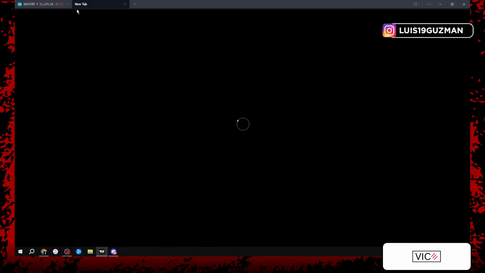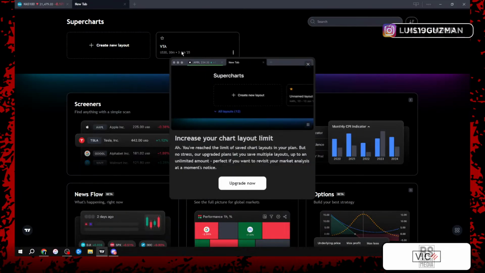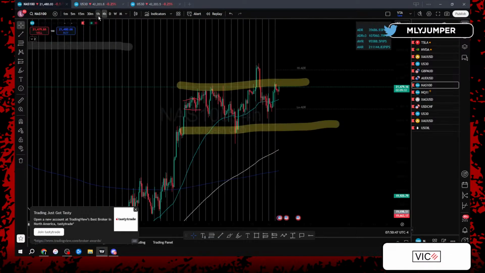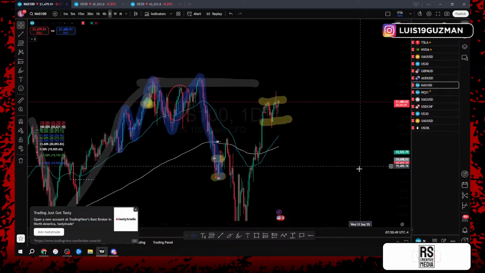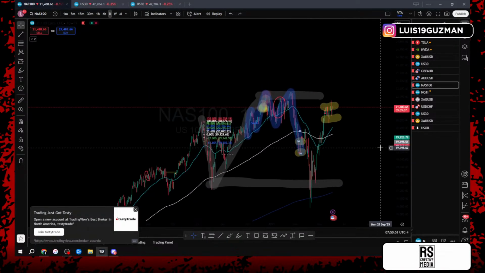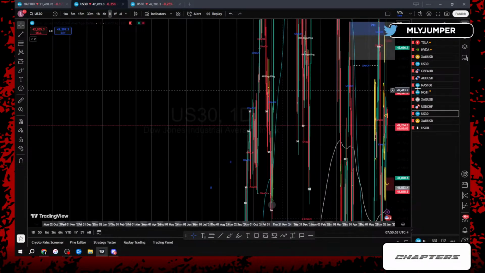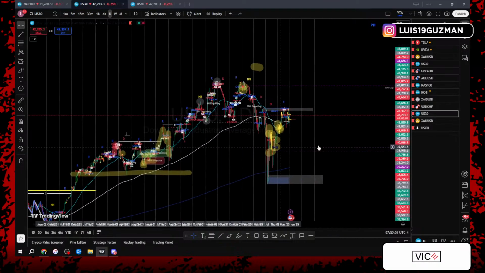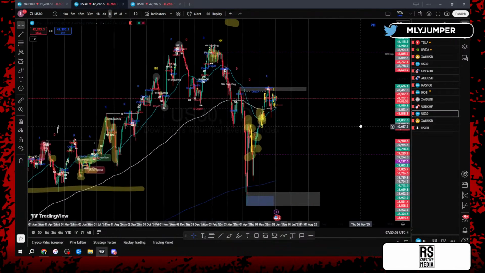Let's pull up all three actually, so you can see what I'm talking about. Right, so daily, let's start just in the daily time frame with all of them. Alright, so boom, that's the daily on NAS. That's the daily on US 30.